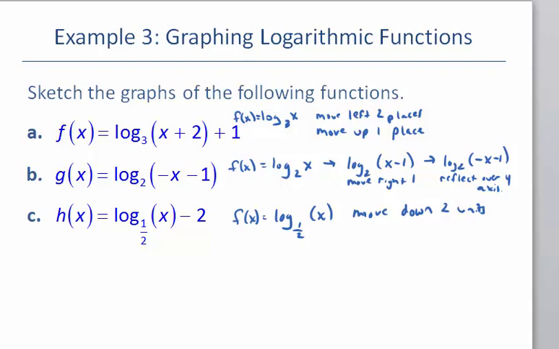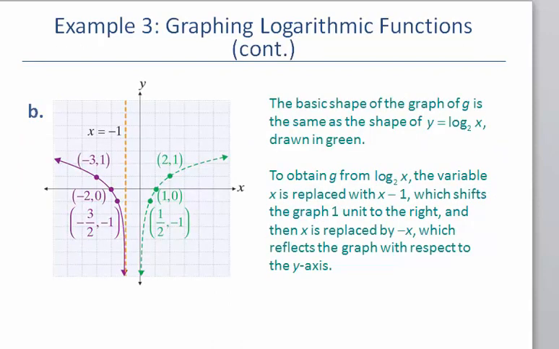So let's look at this one. The graph in green is the graph of log base 2 of x. Now, again, this is not a graph that we have drawn yet, but it would work just like the other 2 examples. So we're going to go ahead and assume that we have that one right. And then remember that our graph is going to move one place to the right, and then it's going to be reflected over the y-axis.